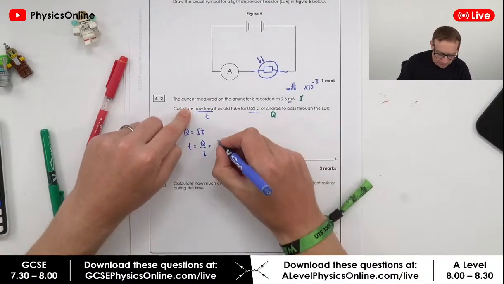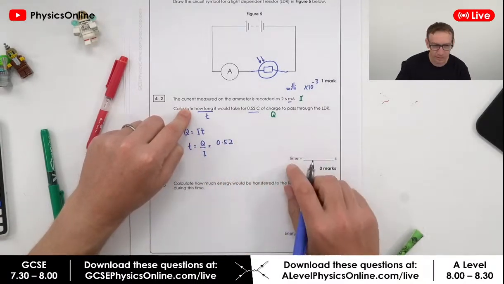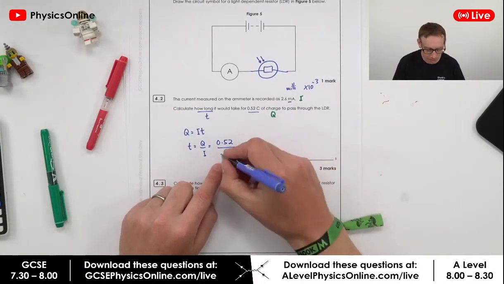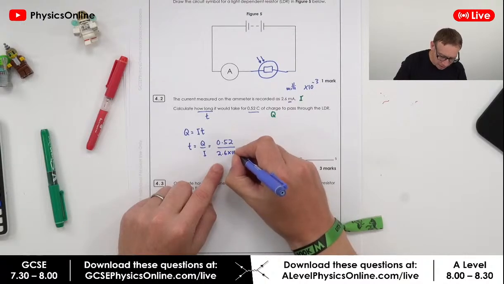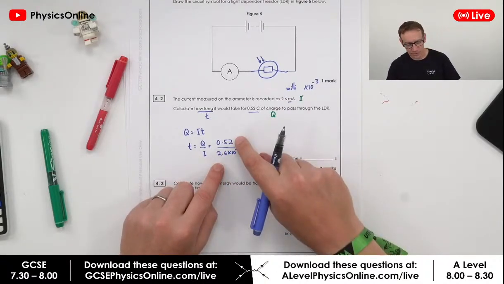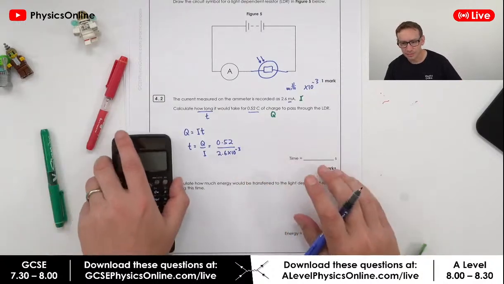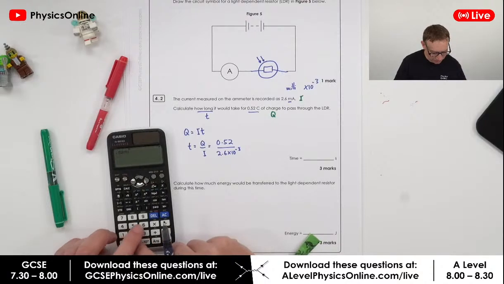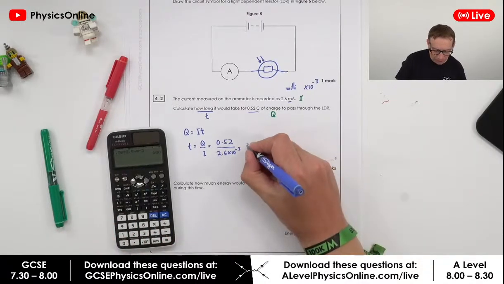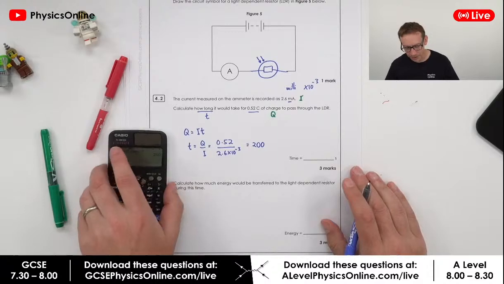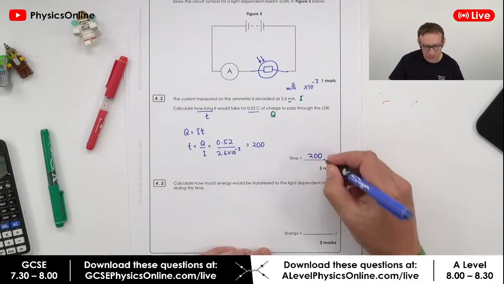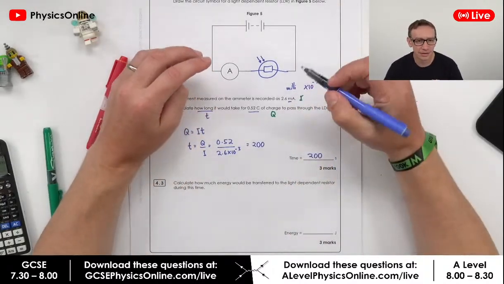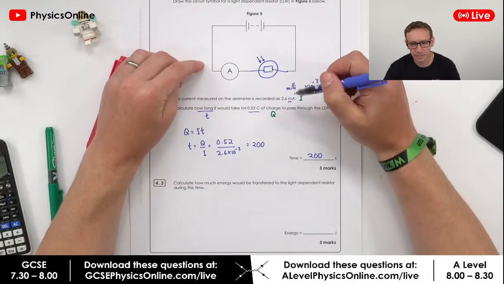Now the charge transferred was 0.52 of a coulomb, and the current was 2.6 times 10 to the minus 3 amps. So we've got our charge in coulombs and our current in amps, and if we work this out, always relying on the calculator, this gives a lovely number equal to 200. So the time would be 200 seconds. The tricky thing about this kind of question is that they've given you something with a unit prefix in front of it.